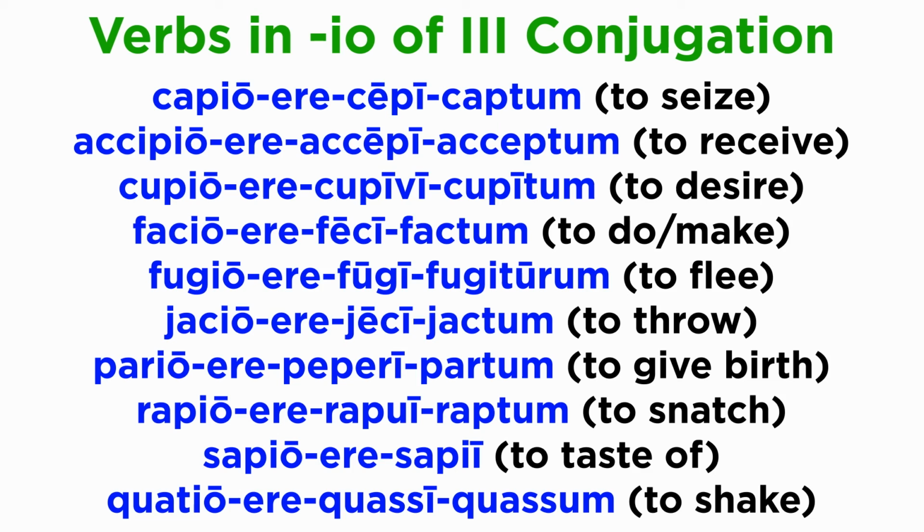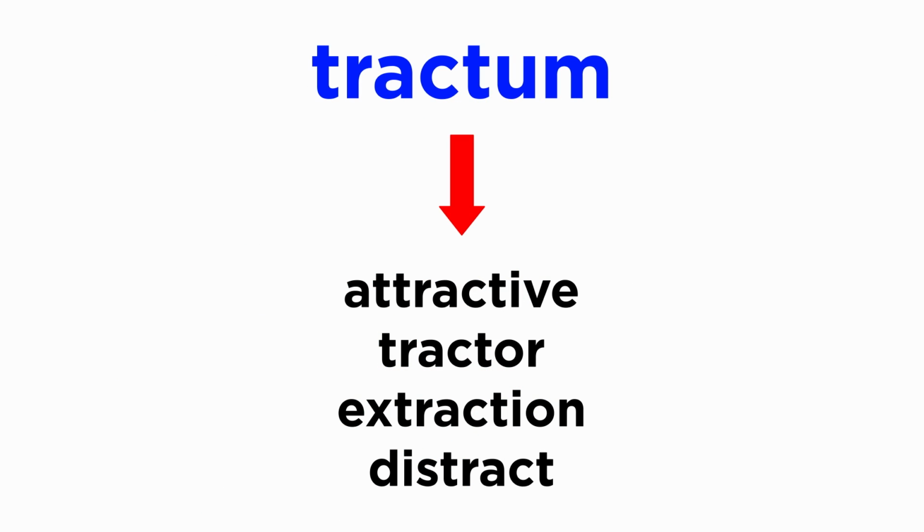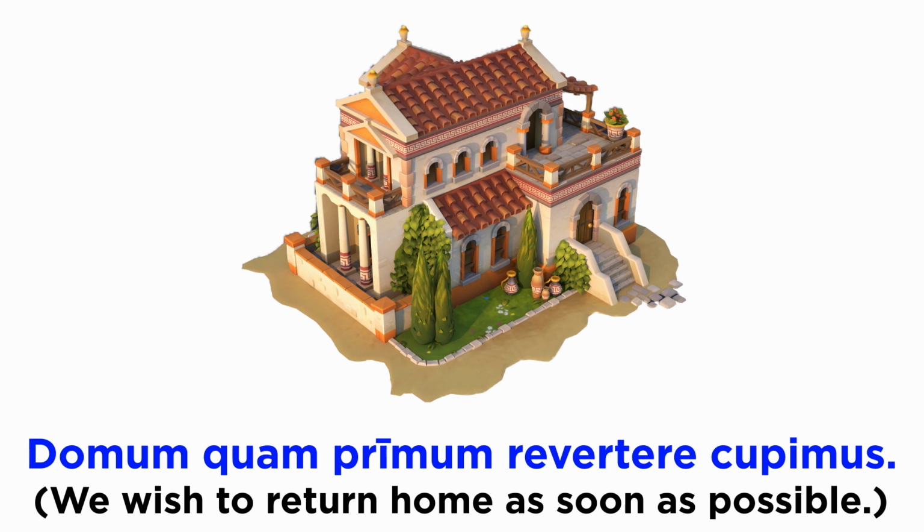Now, as unexpected as some of these principal parts sound, if you pay close attention, you may come up with many English derivatives coming from those very principal parts. For example, from tractum, you get attractive, tractor, extraction, and distract. Paying close attention to these will quickly build your vocabulary. Let's see these verbs in action.